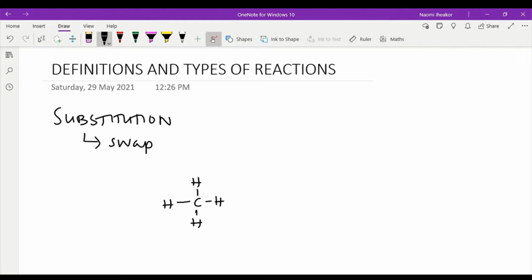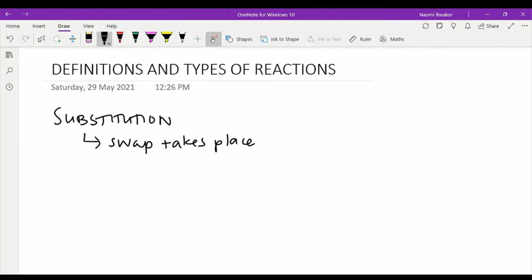It's not going to be able to have anything added to it because this is already saturated. So if we want to change how this molecule looks, we can't necessarily add anything because it's saturated, but what we can do is swap what we already have for something else. So for example, we can swap this hydrogen for bromine, and then that would be a substitution reaction. So once again, in substitution reactions, a swap takes place.